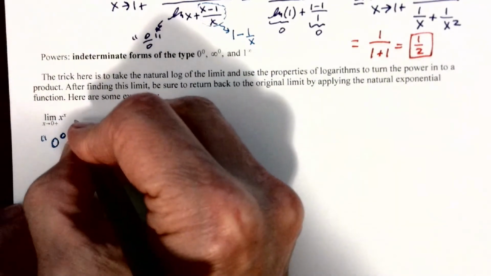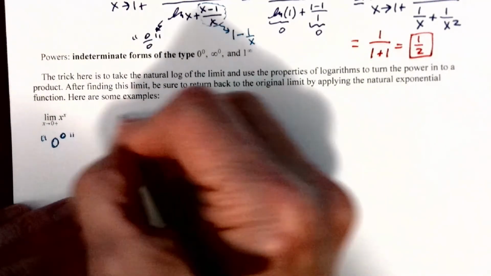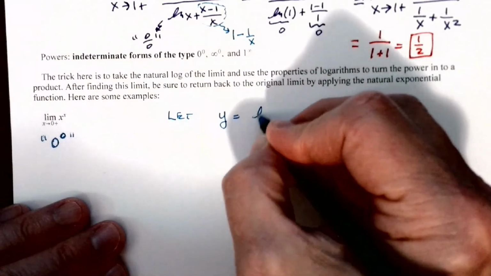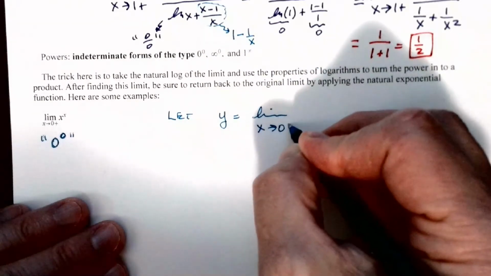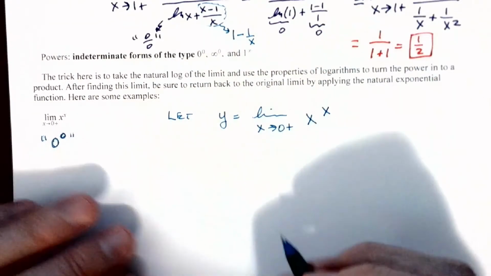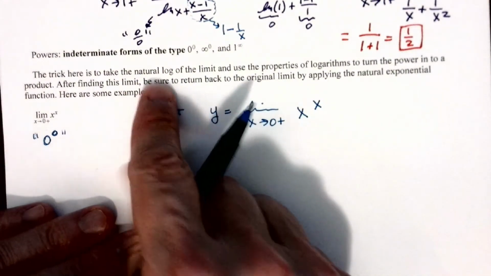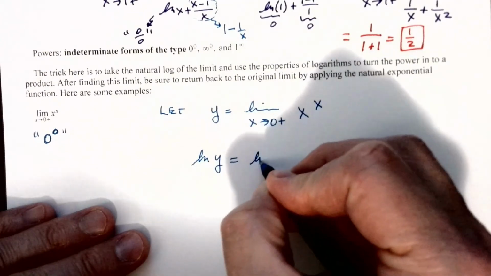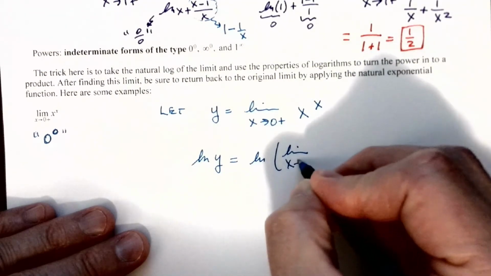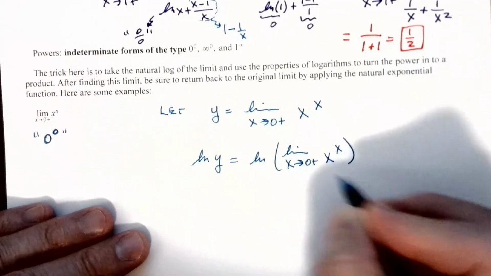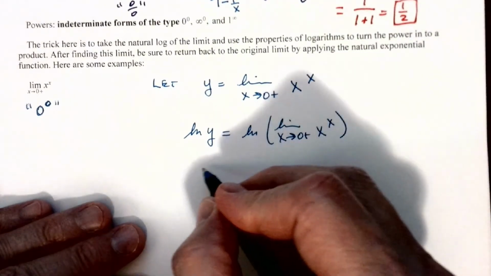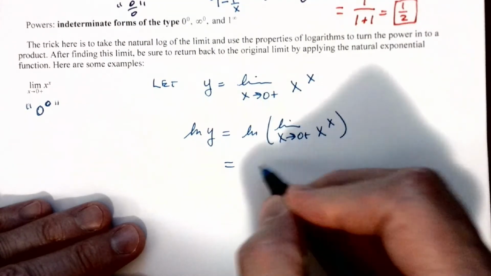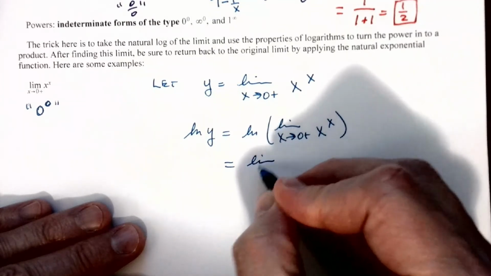So what I'm going to do is let y be the limit as x approaches 0 from the positive side of x to the x. And so what I'm going to do is take the natural log of both sides of this expression. Since they're equal, the natural log of y is equal to the natural log of the limit of this expression that we're looking for. Now, I'm going to do something here. I'm going to push the natural log through the limit, or bring the limit outside in a sense. I'm going to rewrite it this way.